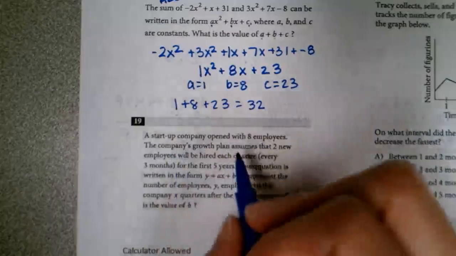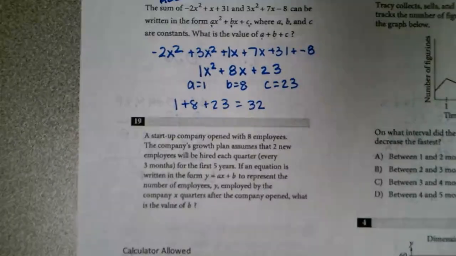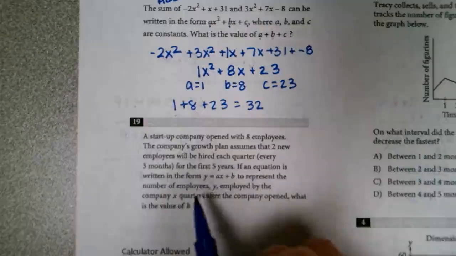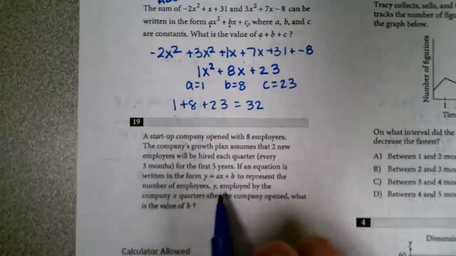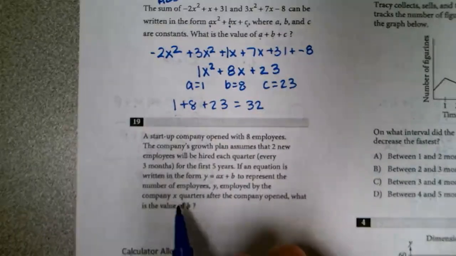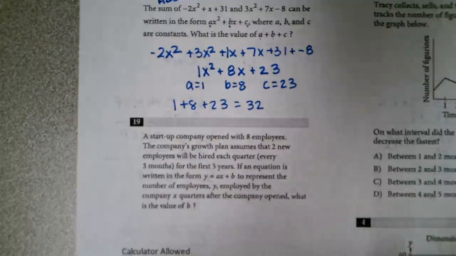Number 19, a startup company opened with 8 employees. The company's growth plan assumes that 2 new employees are hired each quarter, which is every 3 months. If the equation is written in the form y equals ax plus b to represent the number of employees y employed by the company x quarters after the company opened, what is the value of b?